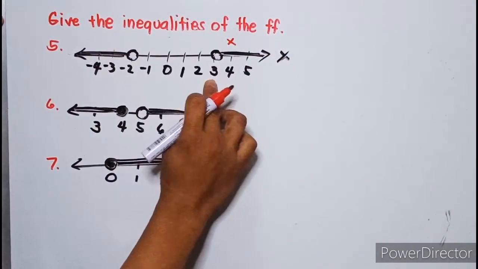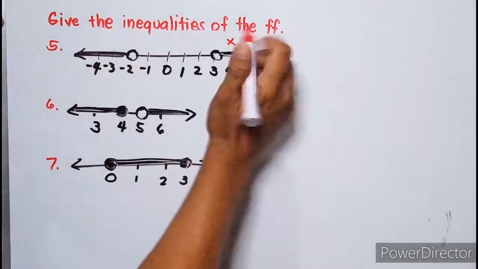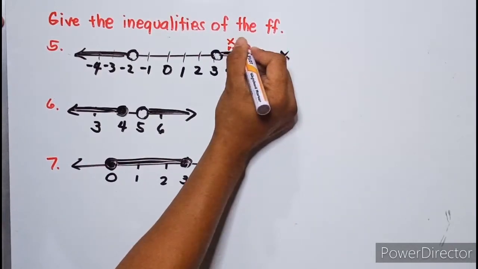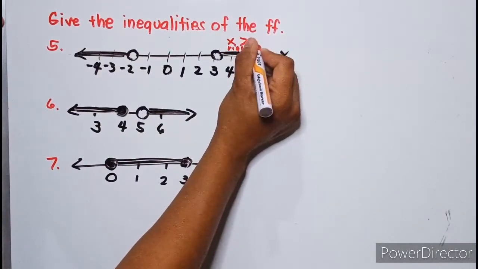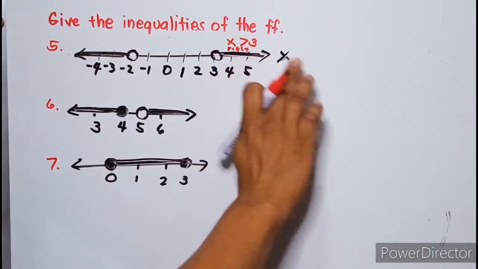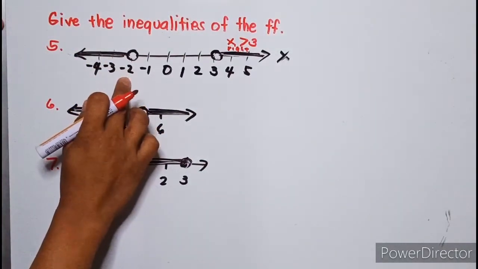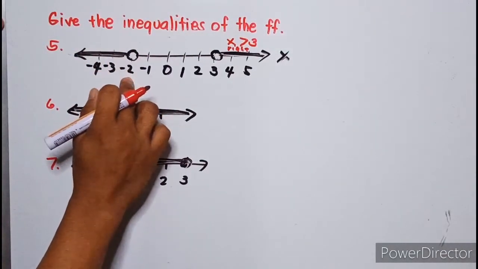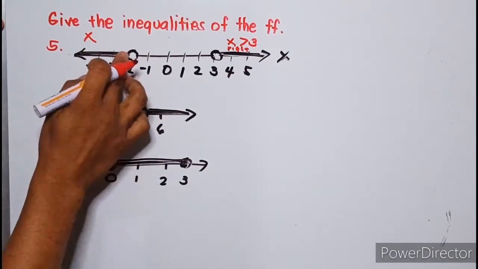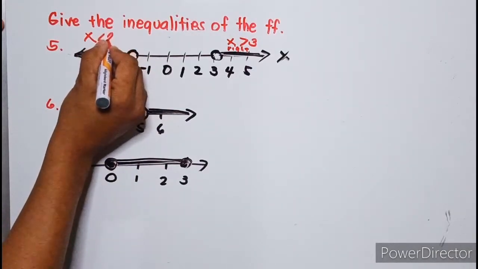Then, kasali ba ang 3? Hindi, kasi it is unshaded. So, x going to the right, that is greater than 3. So, yung portion na yon ay x is greater than 3. Dito naman sa kabila, x, the circle is located at negative 2. Our variable is x. Then, going to the left, hindi kasali ang negative 2, kaya siya ay x less than negative 2.